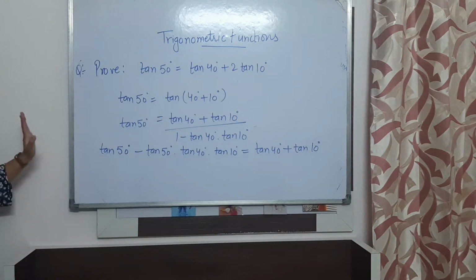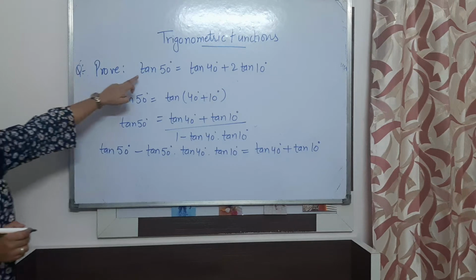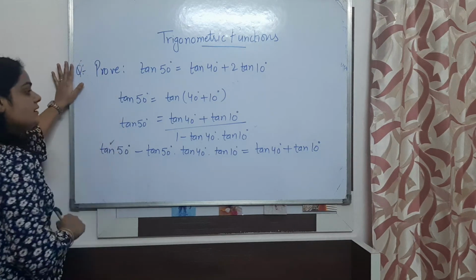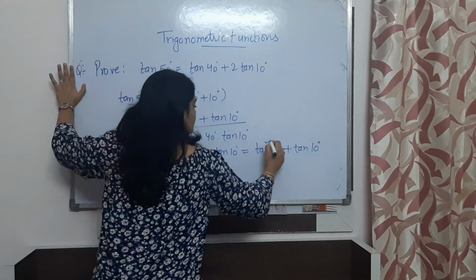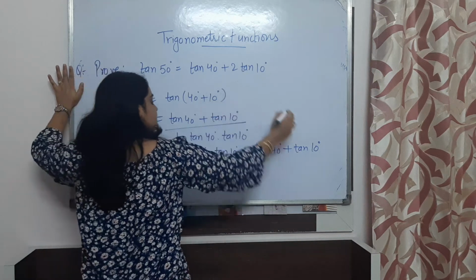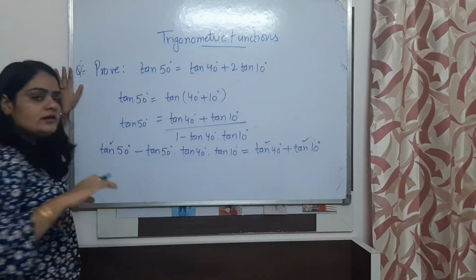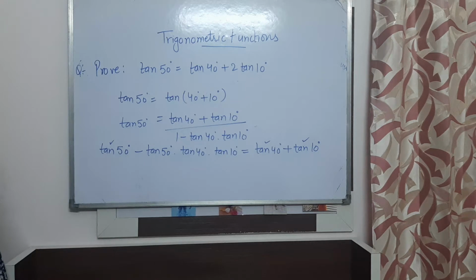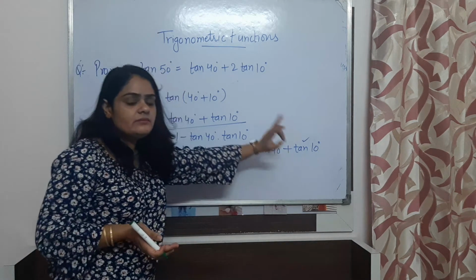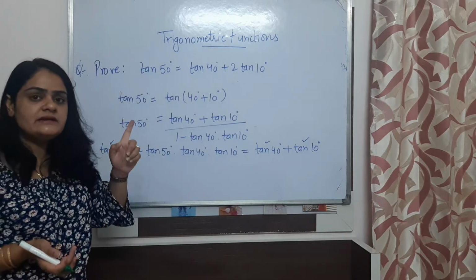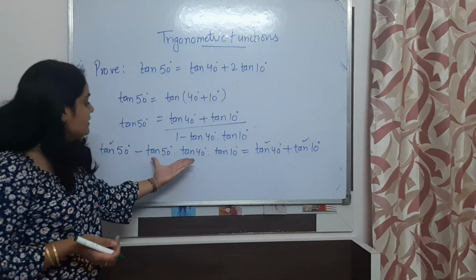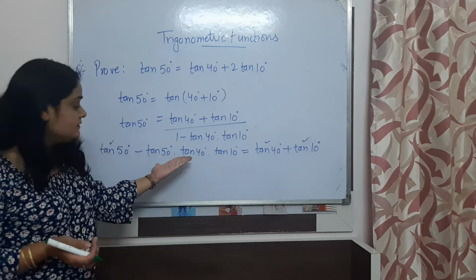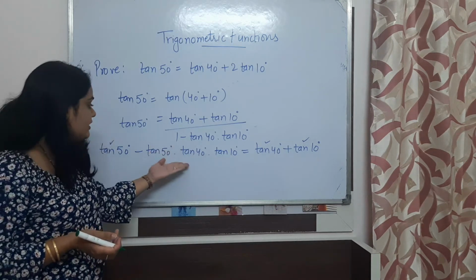Now, but we want to prove tan 50, it's already available. Tan 40, it's already available. Tan 10, it is 2 times of tan 10. It's only possible when tan 10 plus tan 10 is there. That means one tan 10 is there, but we need another tan 10 in addition. So this thing that we don't know, we don't want this thing.